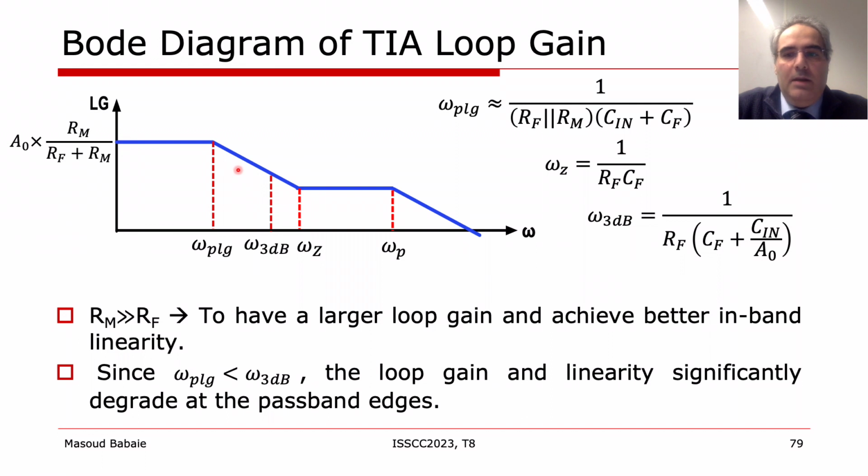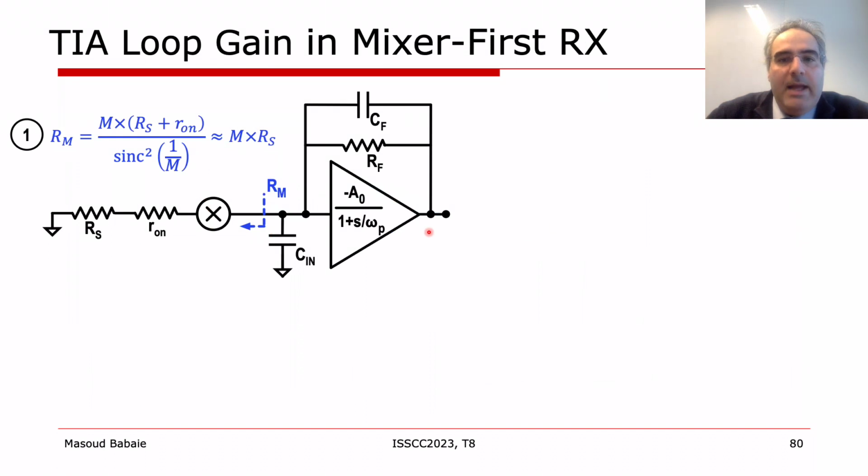Since the loop gain significantly drops at the passband edges, we expect worse linearity at those frequencies in the first order transimpedance amplifiers. Let's go back and calculate the TIA's loop gain in the conventional mixer first receivers. Since the mixer is on only 1/M of the time, the load resistance seen at the mixer baseband port is M times larger than Rs.